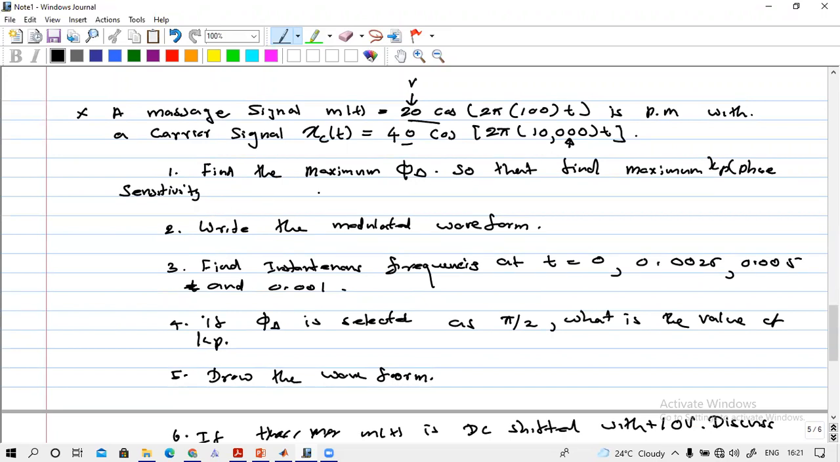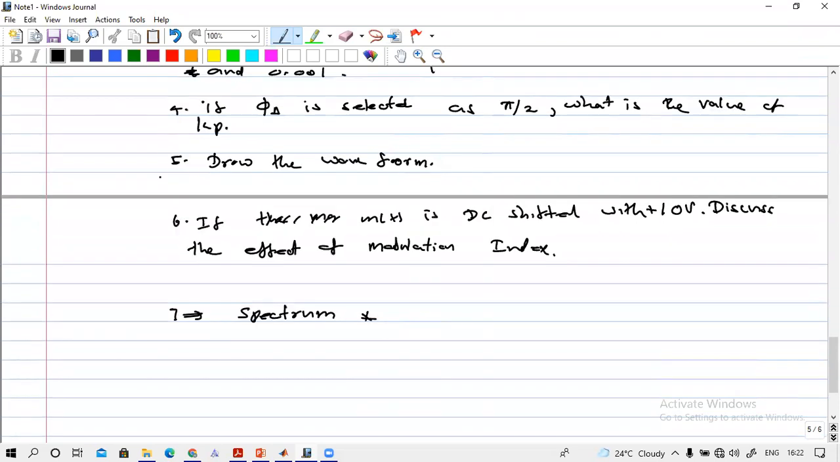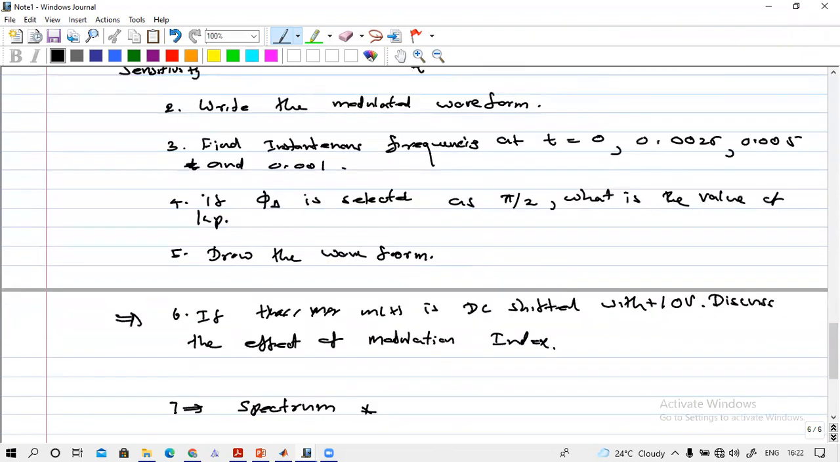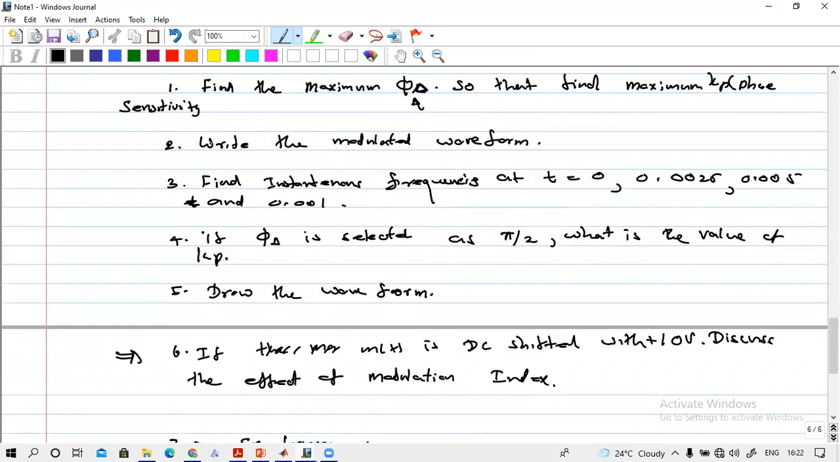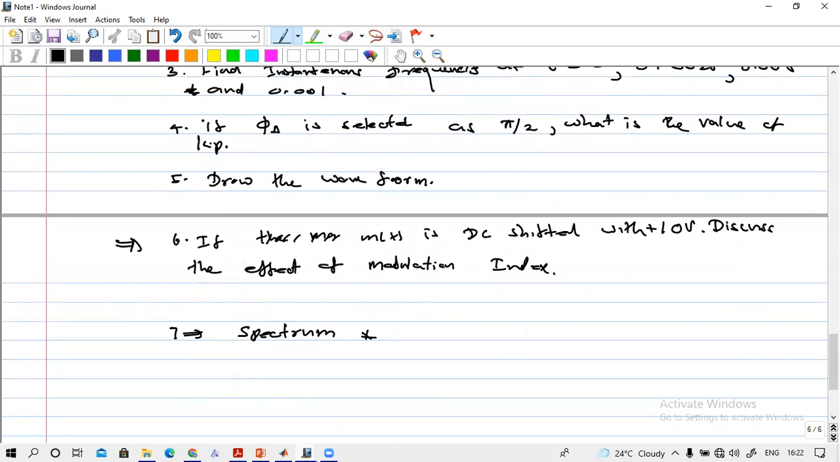We are asked to find the maximum modulation index, or maximum phase deviation. So what is the maximum phase deviation? Actually, we no need to find. After this sixth question, we will move to the spectrum analysis. Now we are doing the time domain analysis. Questions up to six are related to time domain analysis of the phase modulated signal. After that, we will see the spectrum or frequency analysis of the signal.